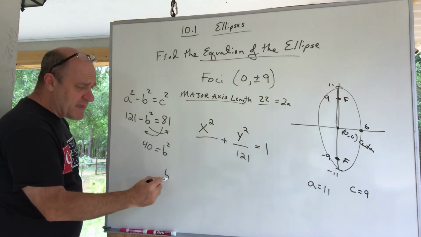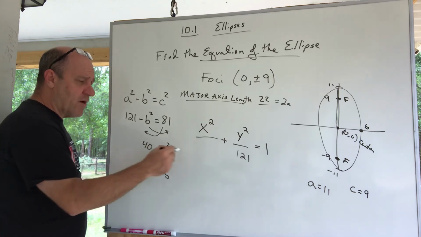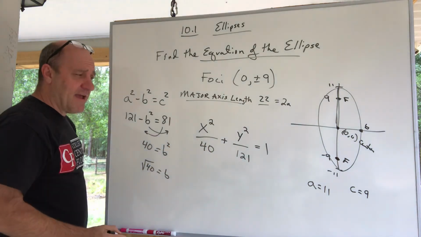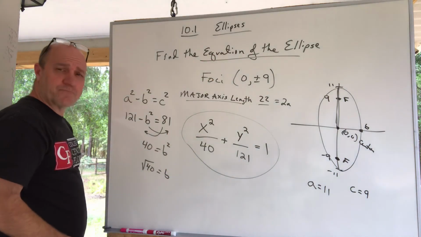I could tell you what b is, but the truth is, I actually want b squared for this formula, so I want to put 40 right here, and we're done. We did what they wanted. We found the equation of the ellipse.